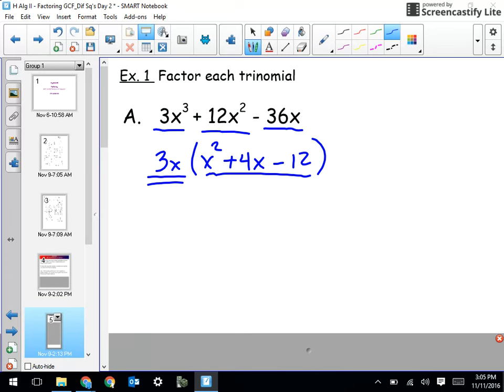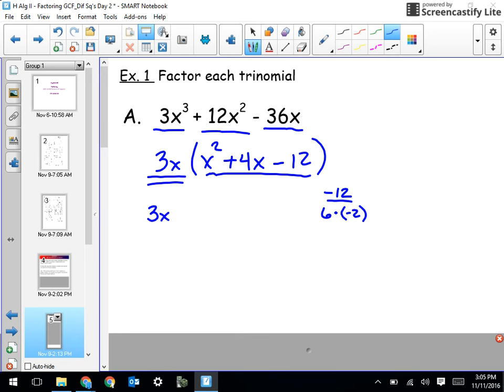And now I just want to factor this trinomial here, that 3 term inside there. So how do we do that? Just the same thing that we had done yesterday. Take a look at the negative 12. Factors of negative 12 that add to get positive 4. That's a 6 times a negative 2. 6 plus negative 2 is 4, so those are our factors.